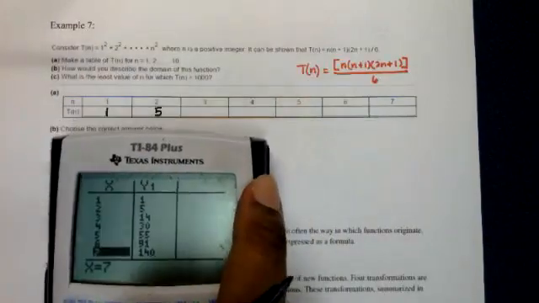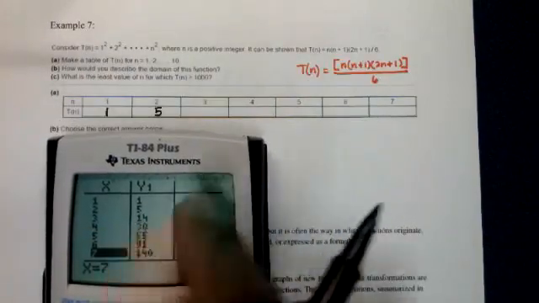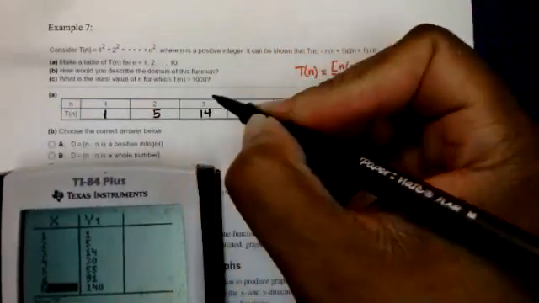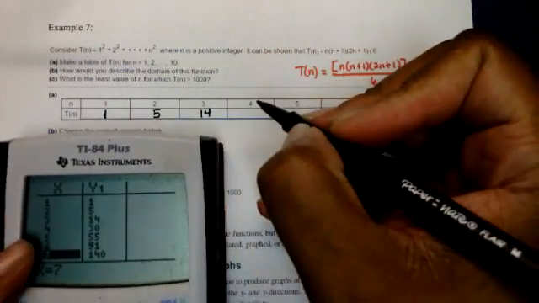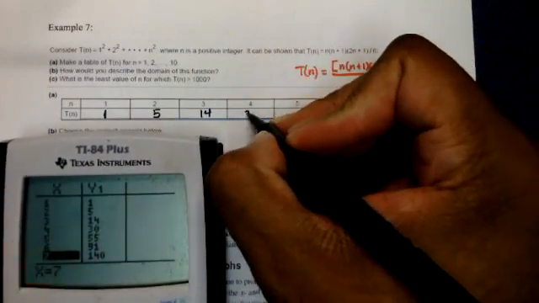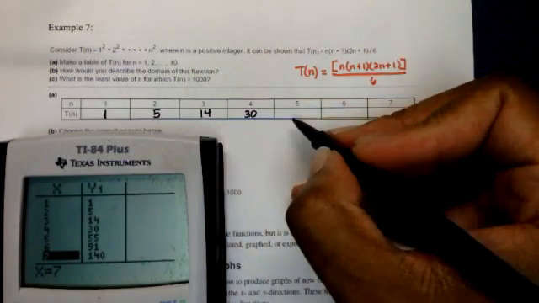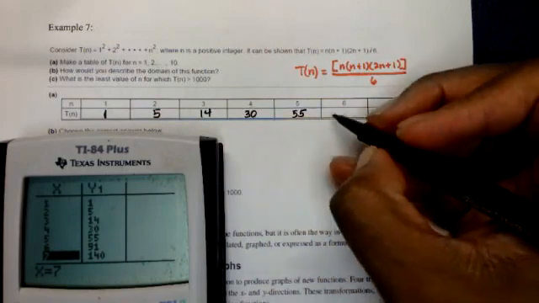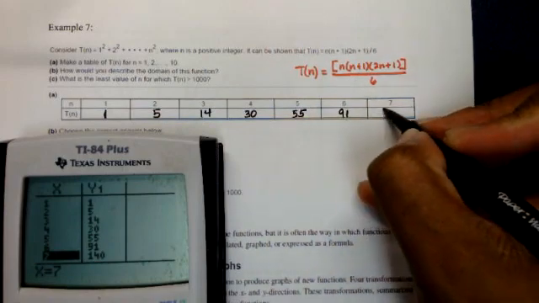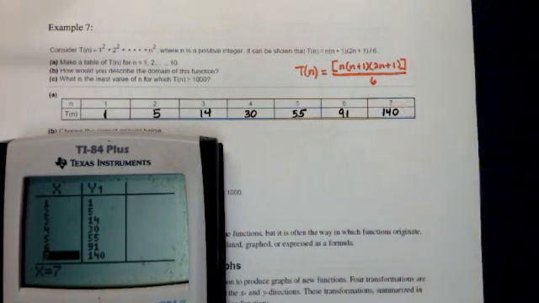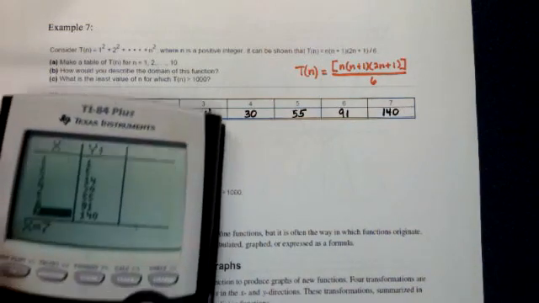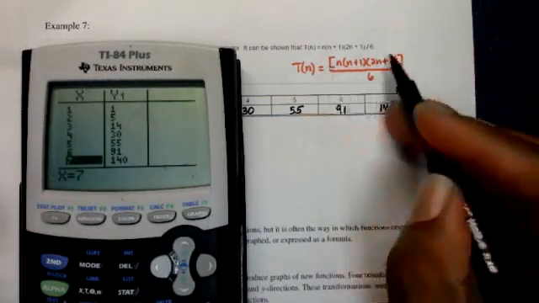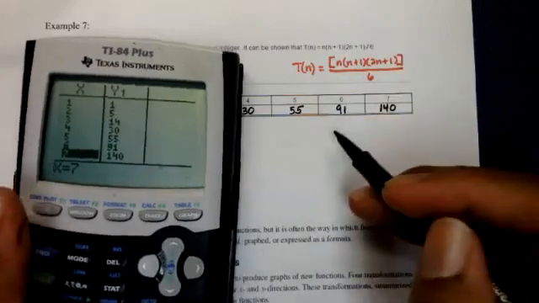And then at 3, T of n would be 14. And then at 4, T of n would be 30. And then at 5, T of n is 55. And then for 6, it'd be 91. And then at 7, it would be 140. So all I did there was just type in this equation in Y1 and came up with my values from the table.